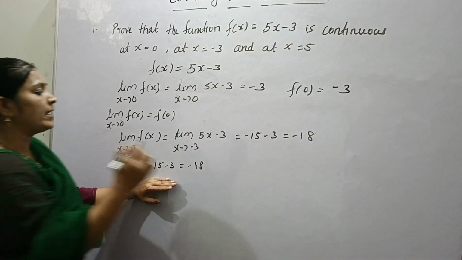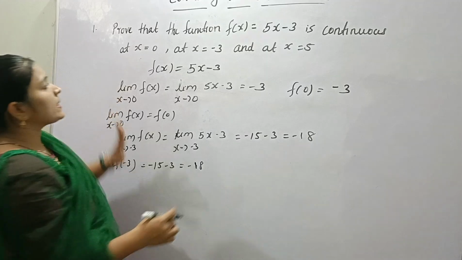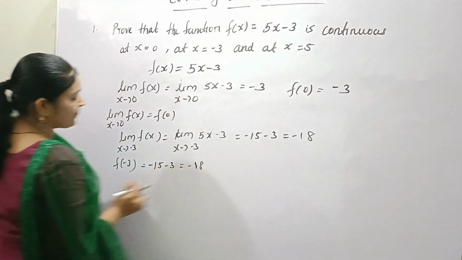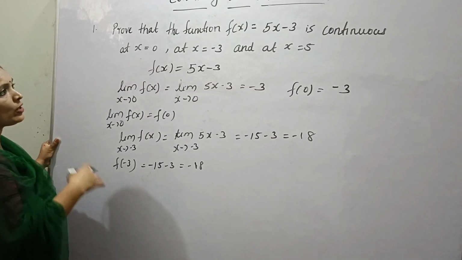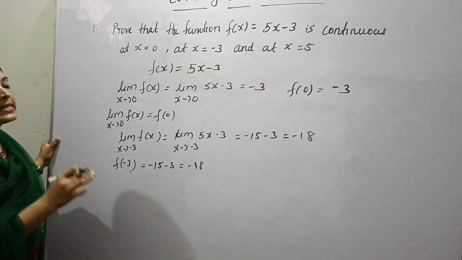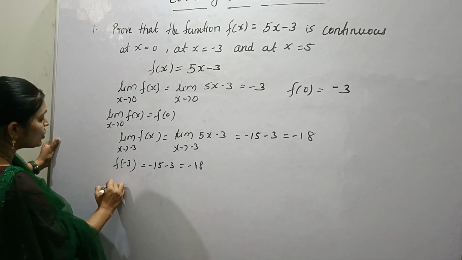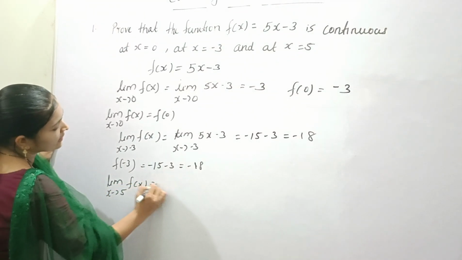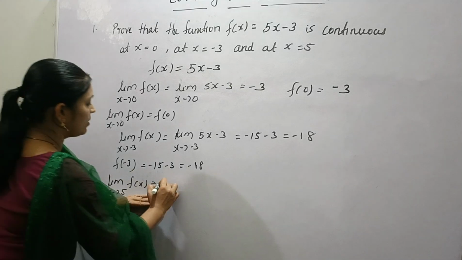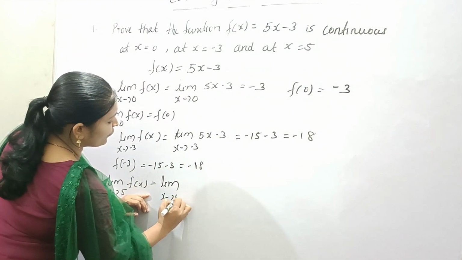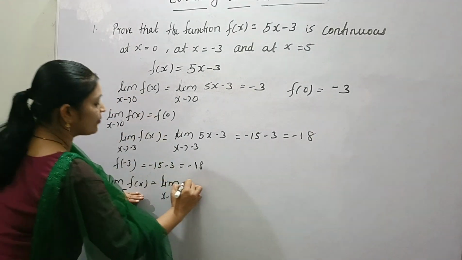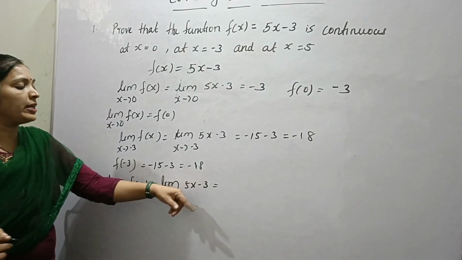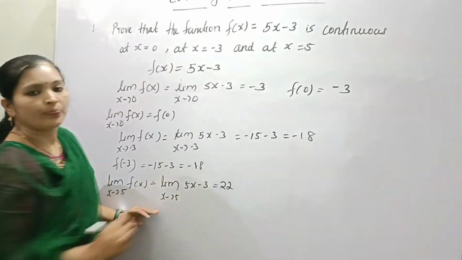So, here we say the function is continuous at x is equal to minus 3. Next, the third point is x is equal to 5. Here also we have to prove this function is continuous at x is equal to 5. For that, limit x tends to 5, f of x, that is equal to limit x tends to 5, 5x minus 3. Here also substitute x is equal to 5: 25 minus 3, that is 22.